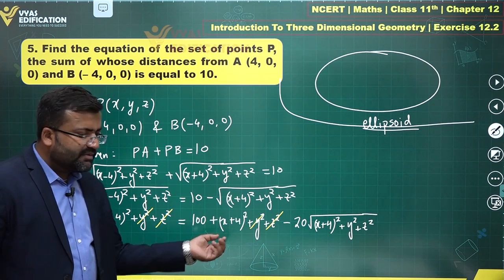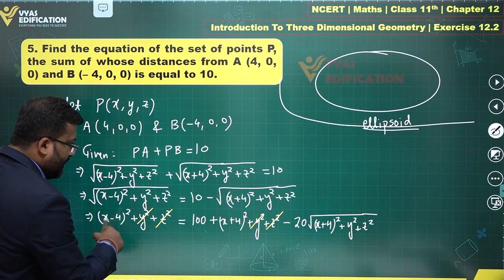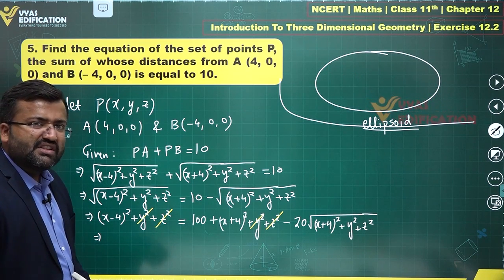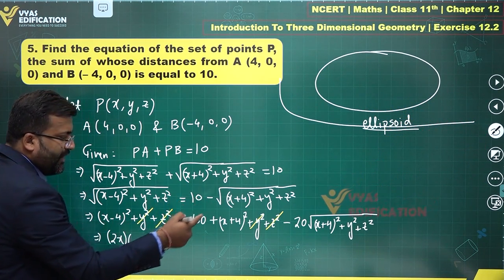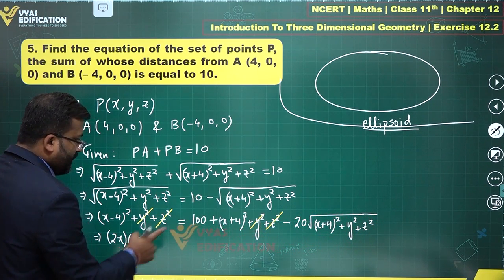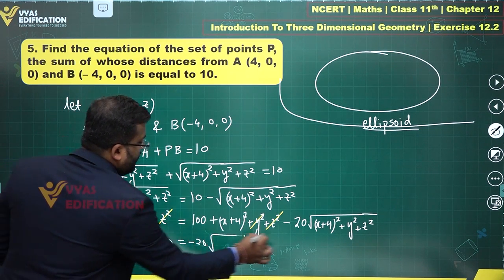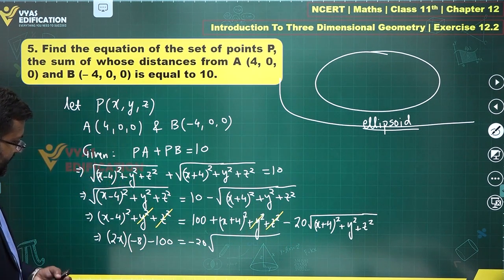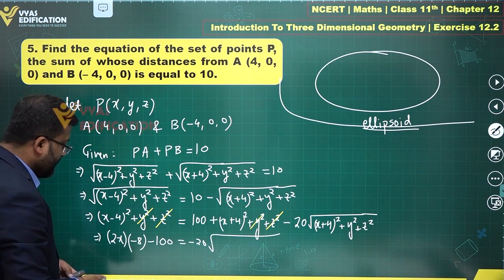So (x minus 4) squared minus (x plus 4) squared, the difference will be a squared minus b squared, which can be done as sum of the two times difference of the two. x minus 4, x plus 4, the sum will be 2x. And the difference will be x minus 4 minus of x plus 4 will be minus 8. Okay, then you have minus 100, which will be minus 20 under root of that huge expression. Yes, and now I'll be able to square this.